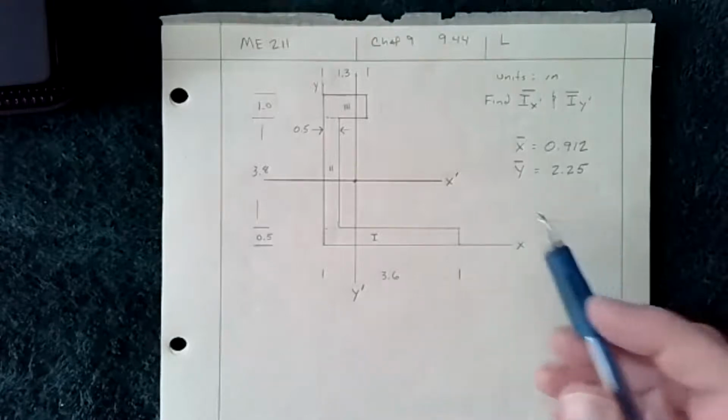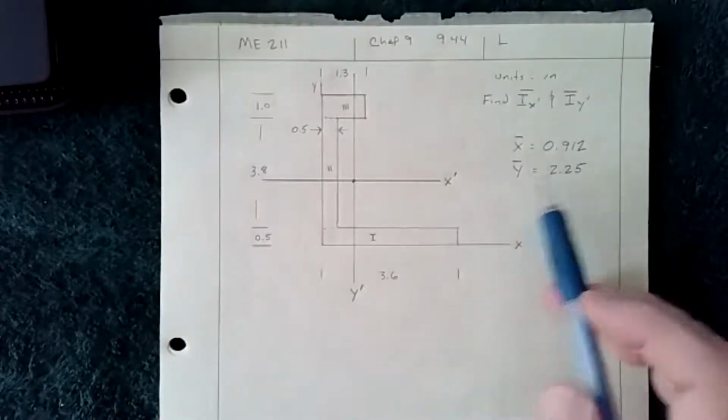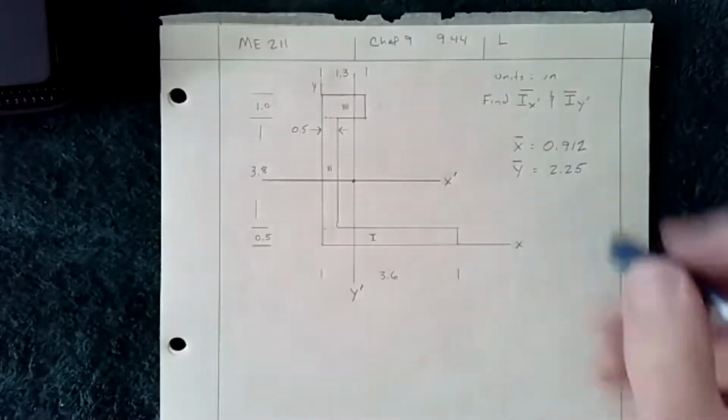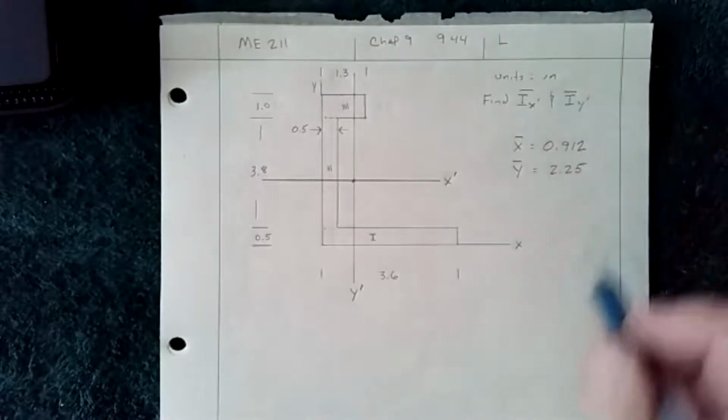Now, in this one, I've already calculated. I know you know how to do X bar, Y bar, so I've already calculated them for you. So you have 0.912, 2.25, and of course, everything's in inches, all right?